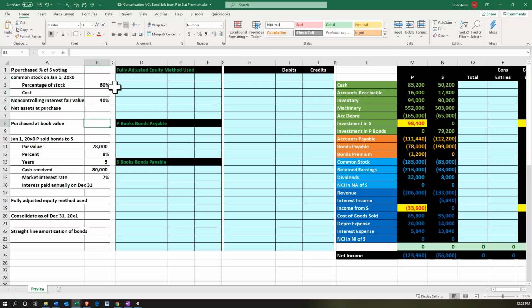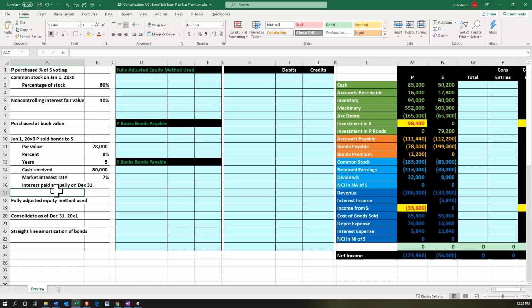The purchase was at book value, so we're not going to have to calculate the differential. Our major focus here is going to be this bond transaction and its effect on our consolidation. On January 1st, 20X0, P sold bonds to S. So it's a sale, or issuance, of bonds from P to S.